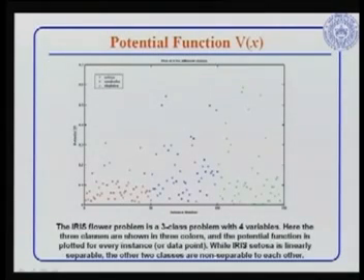How does a potential function look? Say the iris flower problem is a 3 class problem with 4 variables. Here the 3 classes are shown in 3 colors: red, blue and green. The potential function is plotted for every instance or data point. While iris setosa is linearly separable, the other 2 classes are not separable from each other.